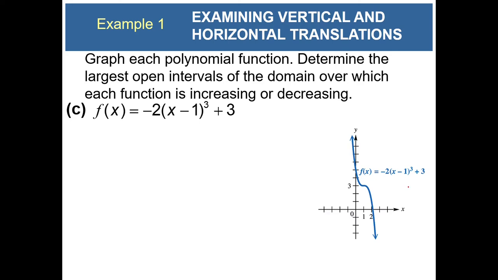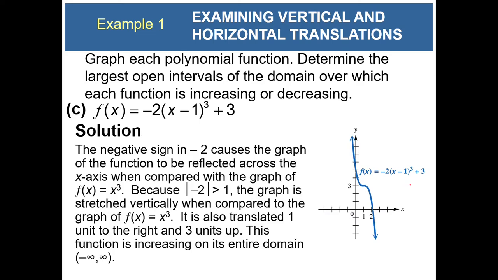And here is our function, negative 2 times the quantity x minus 1 cubed plus 3. The negative sign in negative 2 causes the graph of the function to be reflected across the x-axis when compared to the graph of f of x equals x cubed. Because the absolute value of negative 2 is greater than 1, the graph is stretched vertically when compared to the graph of f of x equals x cubed. It is also translated 1 unit to the right and 3 units up. This function is decreasing on its entire domain from negative infinity to infinity. Notice it falls as you go to the right, so it's decreasing forever.